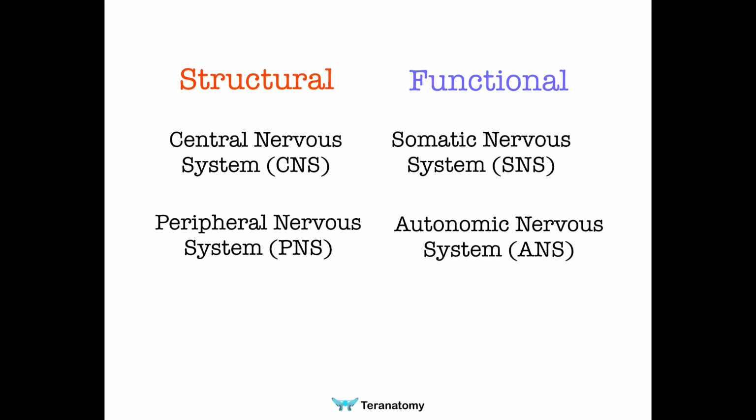There is an important point we need to clarify. In many textbooks, the functional approach, meaning the somatic and autonomic nervous systems, is presented as if it were a subdivision of the peripheral nervous system. However, this is only partially correct, and in many ways, misleading.